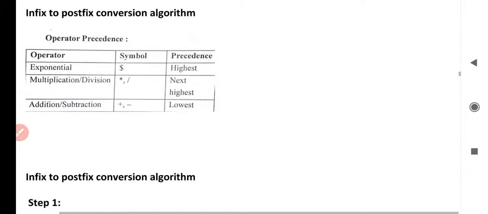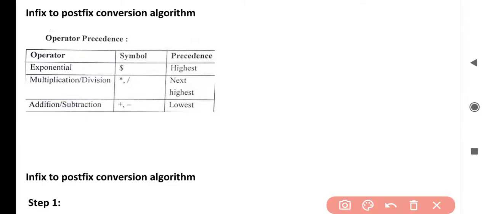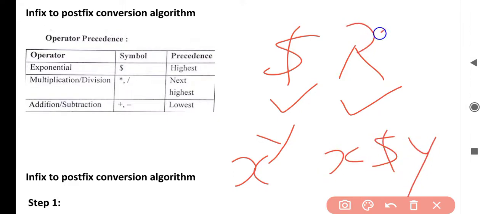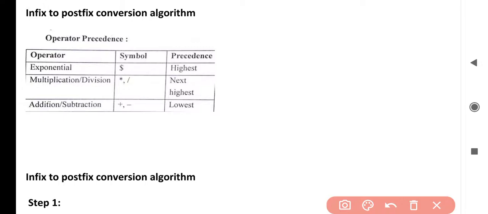So now the infix to postfix conversion algorithm. Before seeing the infix to postfix conversion algorithm, we will see operator precedence. Operators are exponential, multiplication or division, addition or subtraction. In some books, the exponential symbol is written as dollar or cap. Both are valid symbols for exponential. Exponential means x to the power y, which can be written as x dollar y, or x cap y.